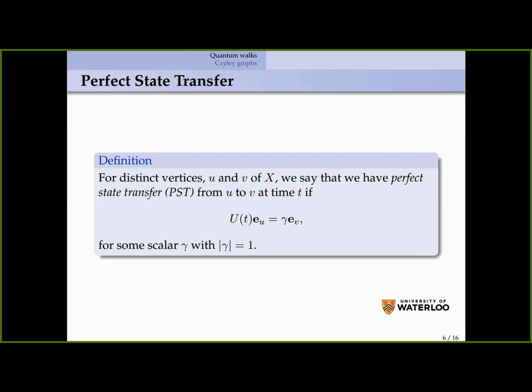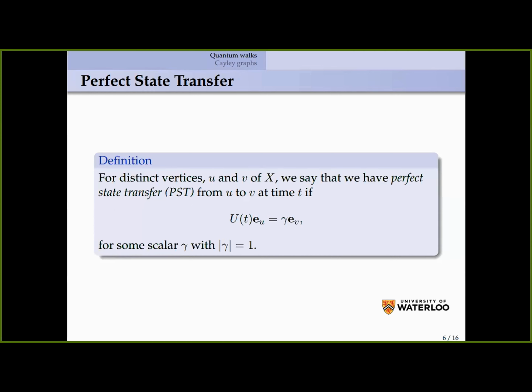And this is a strange behavior. Again, if you're familiar with random walks, this is something that does not happen in random walks. And it's quite rare as well. It does happen in some graphs, but it's rare. And so we are interested in finding graphs where this happens. This is when u and v are distinct vertices. We call it perfect state transfer. Sometimes we abbreviate it to PST. I might use that as well in this talk.